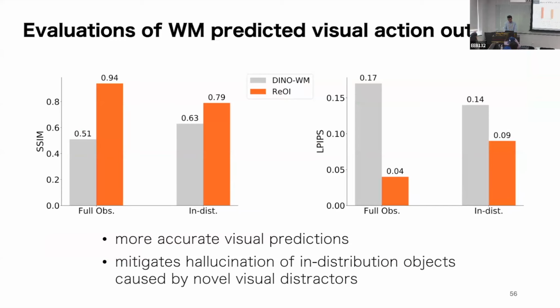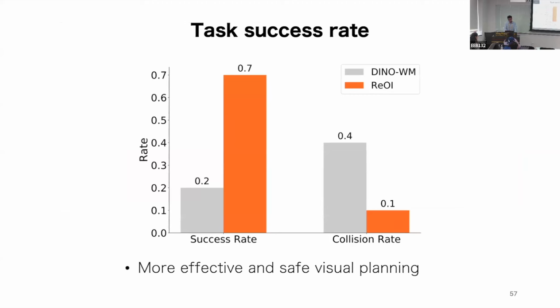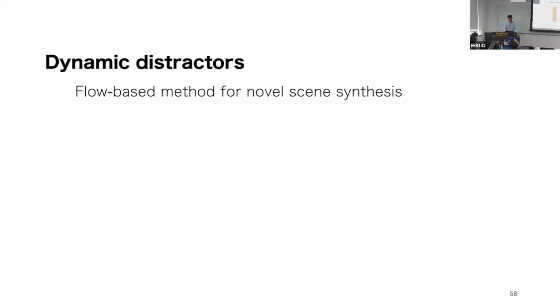We use two classic metrics to evaluate the world model prediction quality. On the left, we have the SSIM, where a higher SSIM indicates closer structural similarity. And on the right-hand side, we have the LPIPS, where a lower LPIPS indicates greater perceptual similarity. Our results demonstrate that our method provides more accurate visual predictions and also mitigates hallucination. And in terms of task success rates, our method provides more efficient and safe visual planning that results in a higher success rate and lower collision rate.